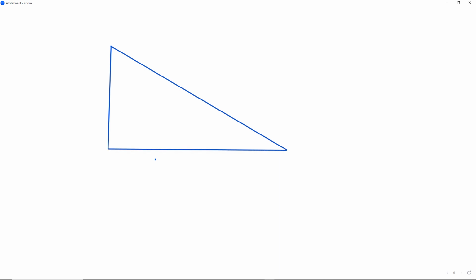Okay, we can do this again. Let's say this time the angle is at the top. I'm told that this is an unknown value x, and this is 60 degrees. I'm also told that this side is 10 centimeters. Now looking at this, that's my adjacent, and that's my hypotenuse. So adjacent over here, hypotenuse over here.